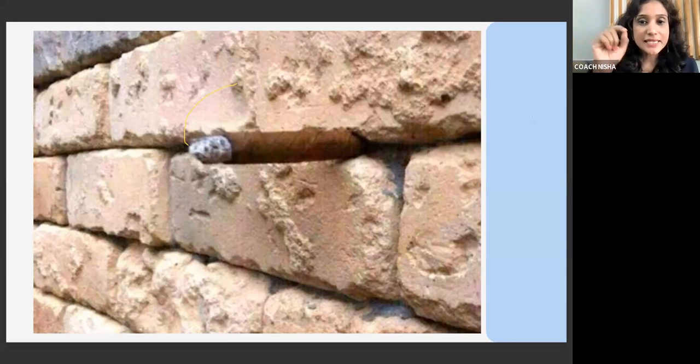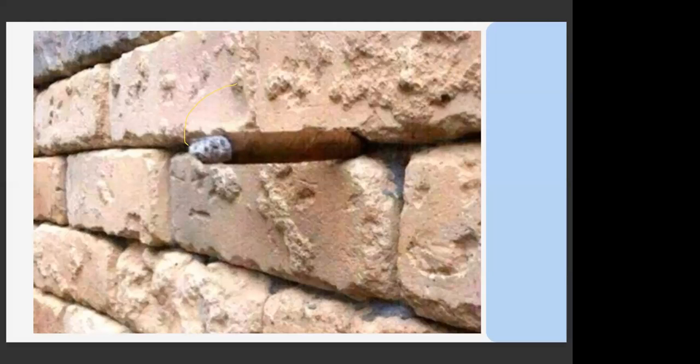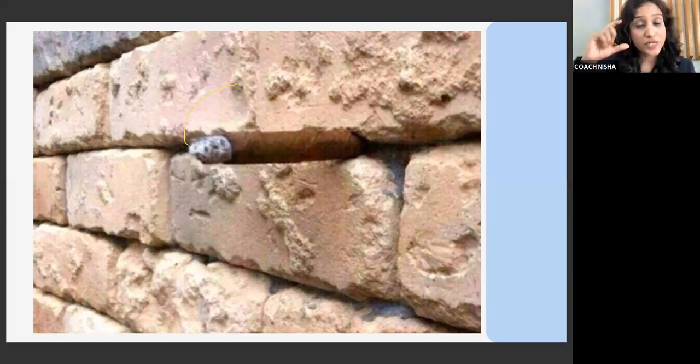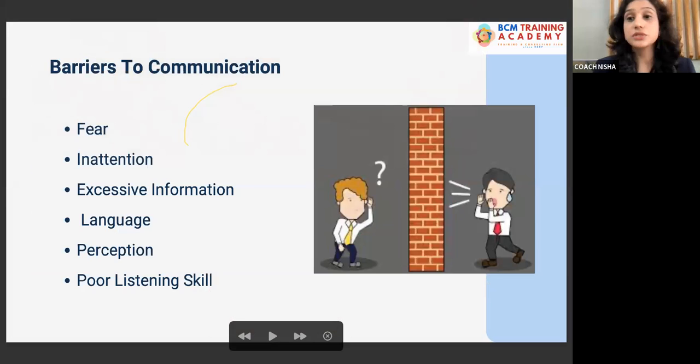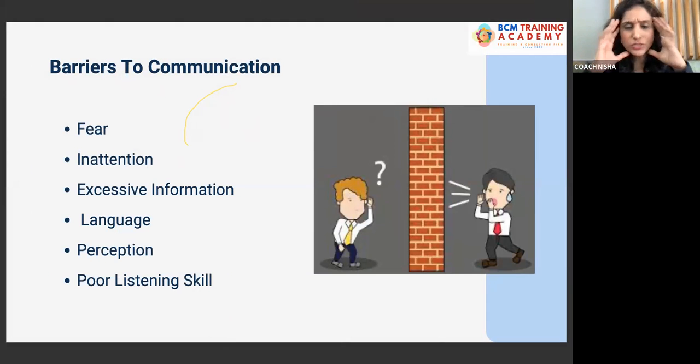Difficult. And that's exactly how our perceptions are built. And these kinds of perceptions act as barriers in our communication. And these barriers stop us from effectively communicating with people. So, while we talk about these barriers, we need to remember that be it fear, lack of attention, sharing too much information which was not needed, the language that we use, how people perceive us, or our listening skills, all of these things play an important role in creating barriers. And that's the reason we do not communicate effectively with people.